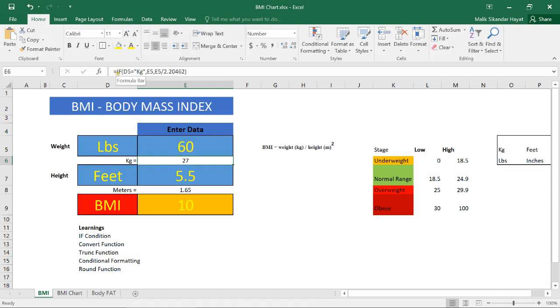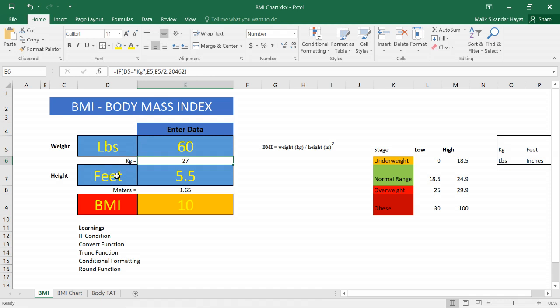Here I am checking the if condition. I am saying if D5, my unit selection, where I used data validation in order to have a list over here, so the user can only select from the list, is kg, then take this as it is. That means kg is kg, we don't need to convert anything. But if it is not kg, this comma is else, then E5 divided by 2.20462, which is the formula to convert lbs to kgs.